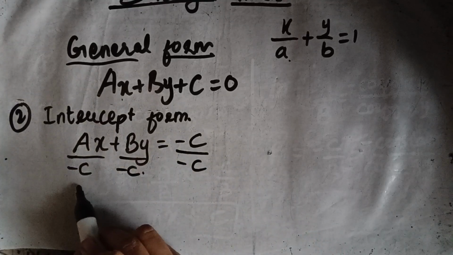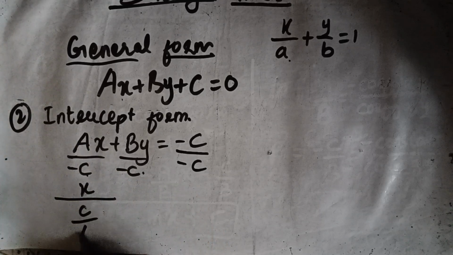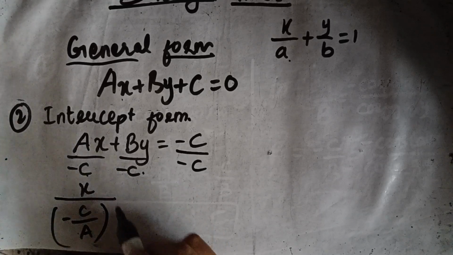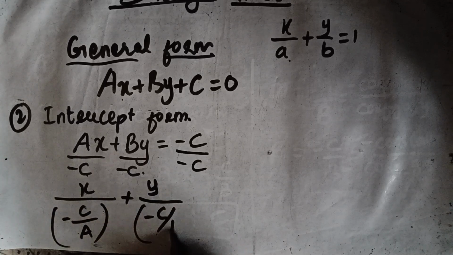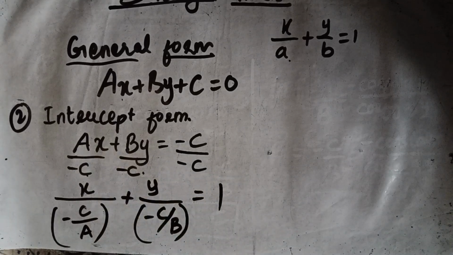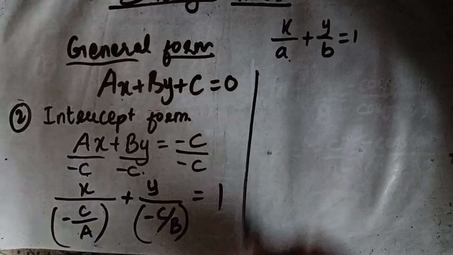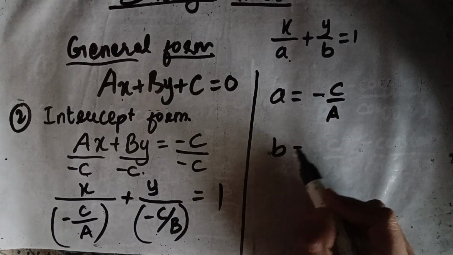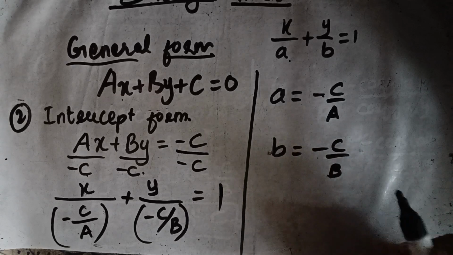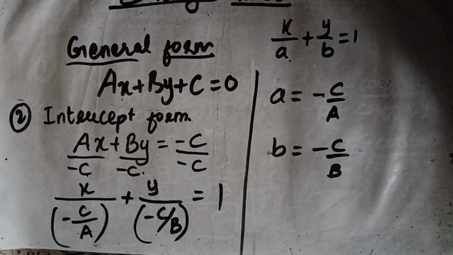So I can write a upon minus c as x upon minus c upon a, plus y upon minus c upon b equal to 1. Comparing this with x by a and y by b, we get x intercept as minus c upon a and y intercept as minus c upon b. So you can directly take these values from the general form and write your intercept form.